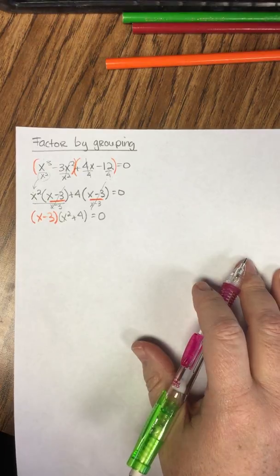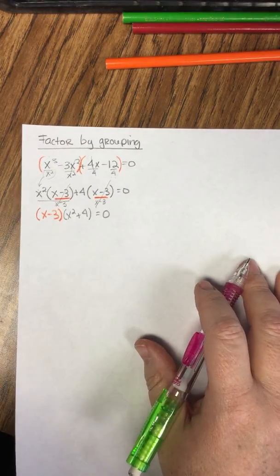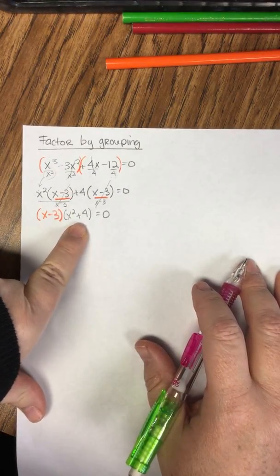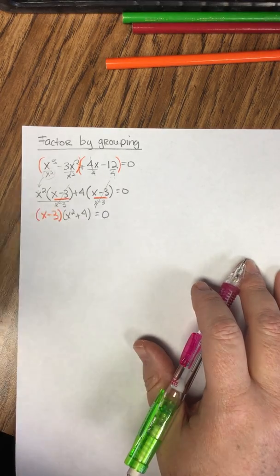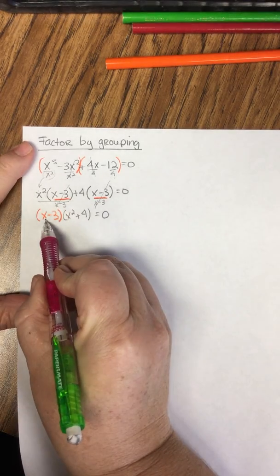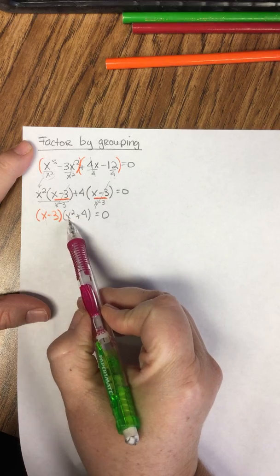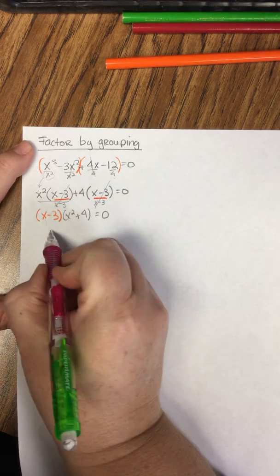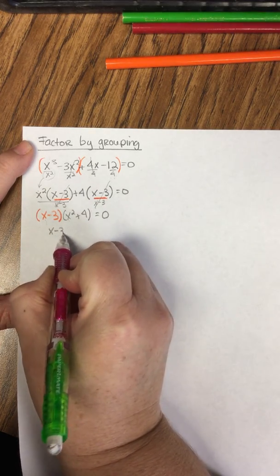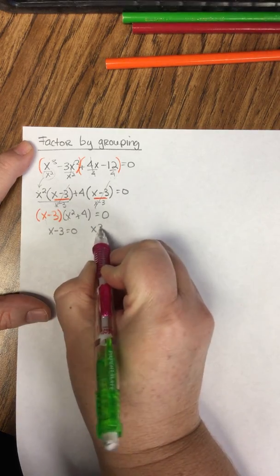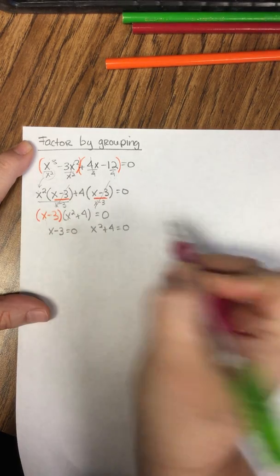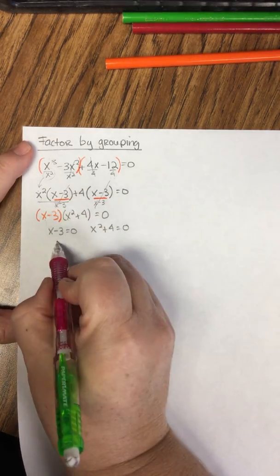At this point, I'd look to see if I could factor these any more. This is not a difference of squares because difference means subtraction, and this is addition. I have a single x here, and I only have one x in this one, so I can set each of these equal to 0. So x minus 3 equals 0. x squared plus 4 equals 0. Now I just have to solve.